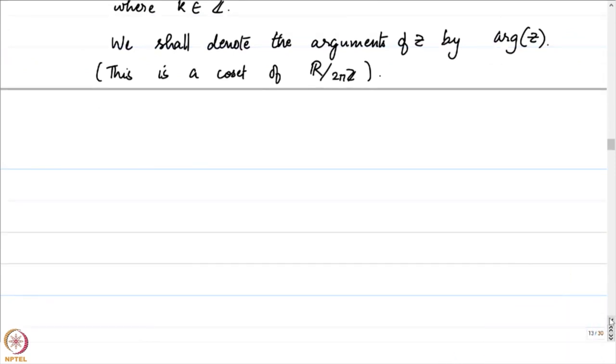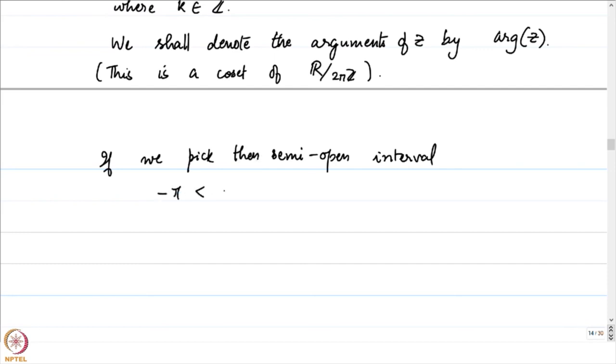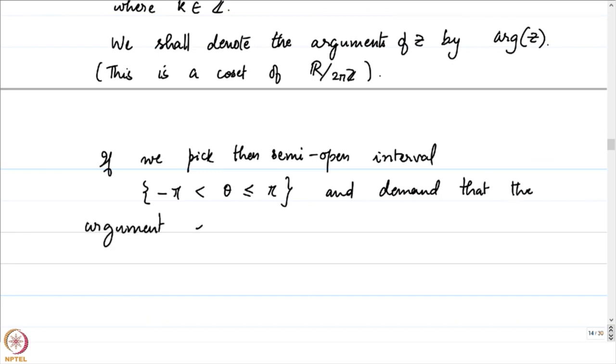Okay, more definitions, this is about the standard argument. So, if we pick a semi-open interval, there are many multiple choices of an argument possible, as was just observed, right? It will be good if we can have a particular interval from where we always pick the argument. So, let us do one such process. If you pick the semi-open interval, say minus pi less than theta less than or equal to pi, and demand that the argument is in this interval, in this set, then we can talk about the argument of a complex number.